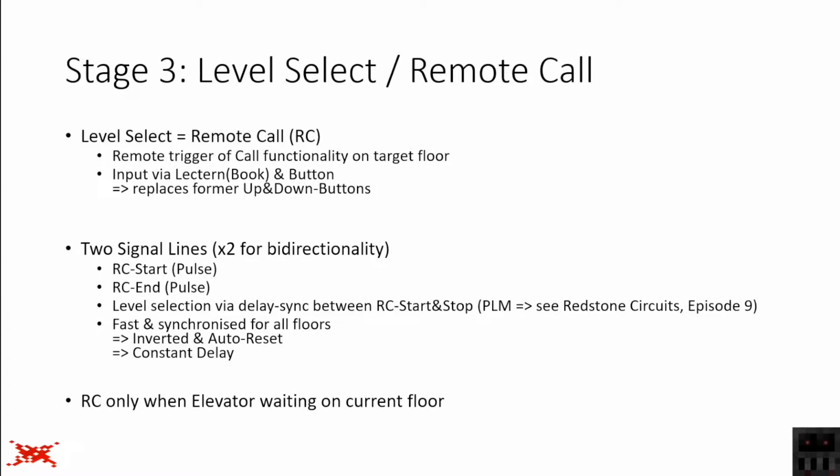Now, when can I trigger such a remote call? When does it make sense to trigger a remote call? Well, it's basically the same as before. A remote call can only be triggered when the elevator is on the current floor. Before, in episode 1 and 2, I could only go up or down a layer if the elevator was actually on this very floor. So it's pretty much the same idea here. So in other words, if the elevator is on the current floor, I'm triggering a remote call. If the elevator is not on the current floor, I'm triggering a normal call.